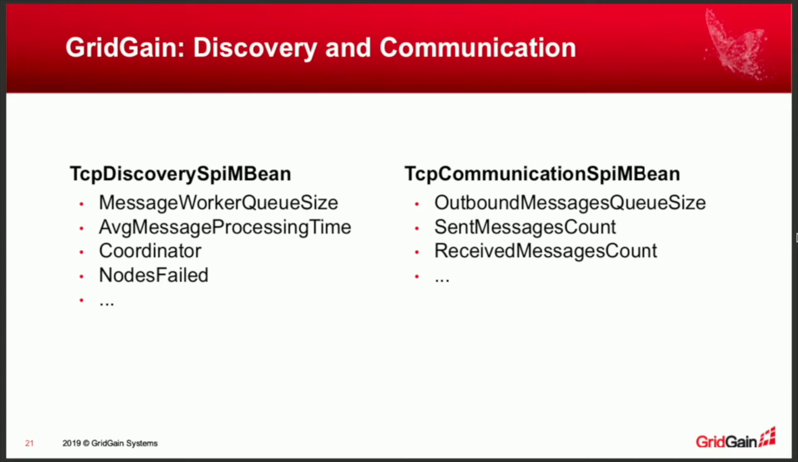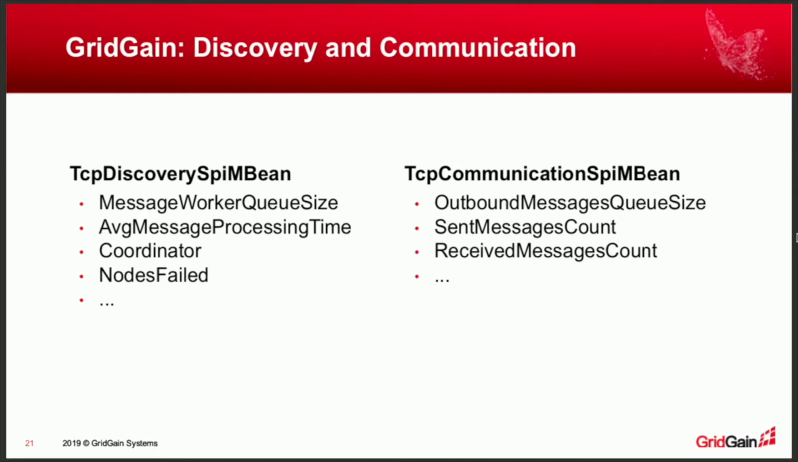Also, network can be monitored on the application level, because we have two kinds of transport. It's discovery and communication, and each of them has its own set of metrics, and you can look at network on the application level, on the transport level.